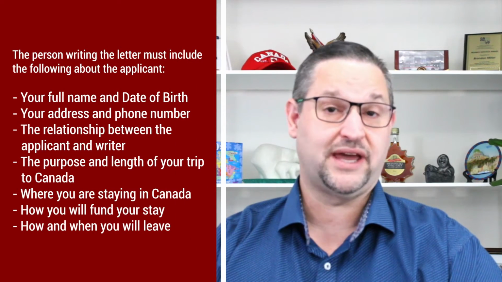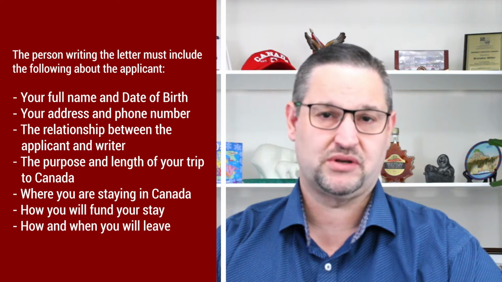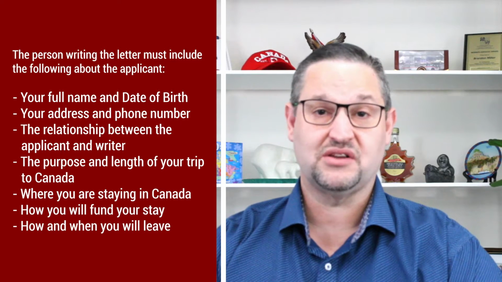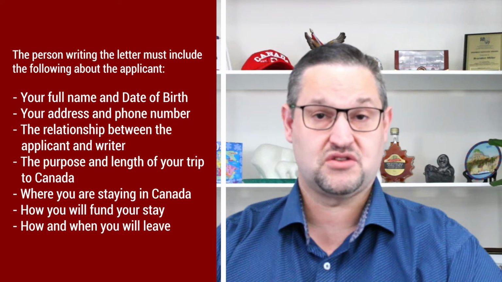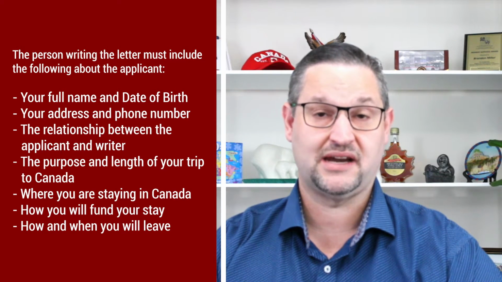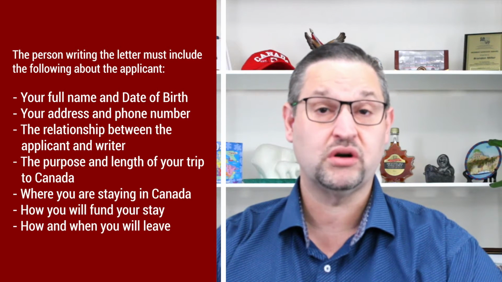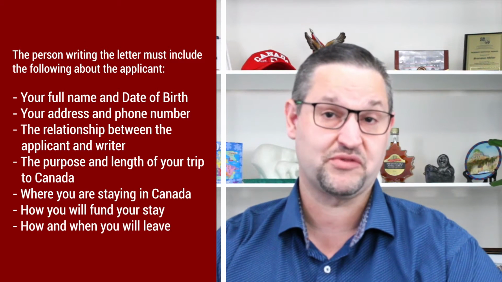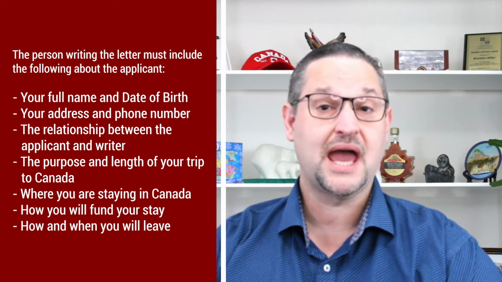All right? The person writing the letter must include the following about you. They have to include your full name, date of birth, as something that I would suggest putting in there, address, telephone number, your relationship to each other, that's key, the purpose of the trip, the length of time that you're going to be in Canada, if they're going to be supplying you room and board, where you're going to stay, how you're going to pay for things, and most importantly, how and when you're going to leave. This is a key thing that a lot of visa officers are looking for, so make sure that you actually highlight that without having it kind of blaring all over the place, but make sure that you do address that.